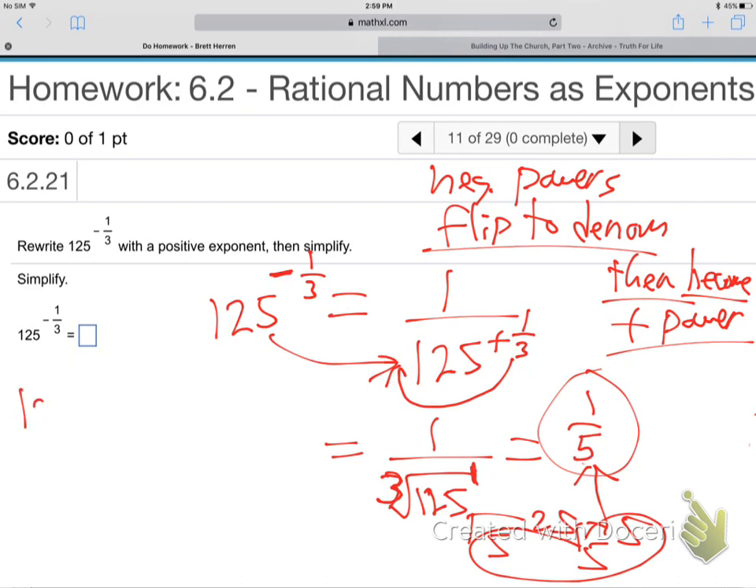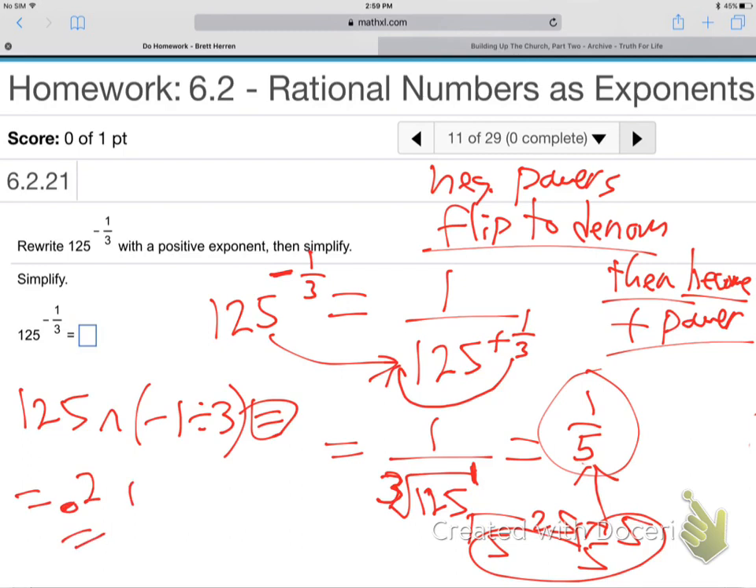Good. Or you could just type it on your calculator. 125 to the power negative 1 divided by 3. And hit the equals button. And it'll be 1/5. It might tell you 0.2, which is the same as 1/5 if you change to fractions. Is that good on that? So negative powers flip things. Fractional powers root things, don't they?